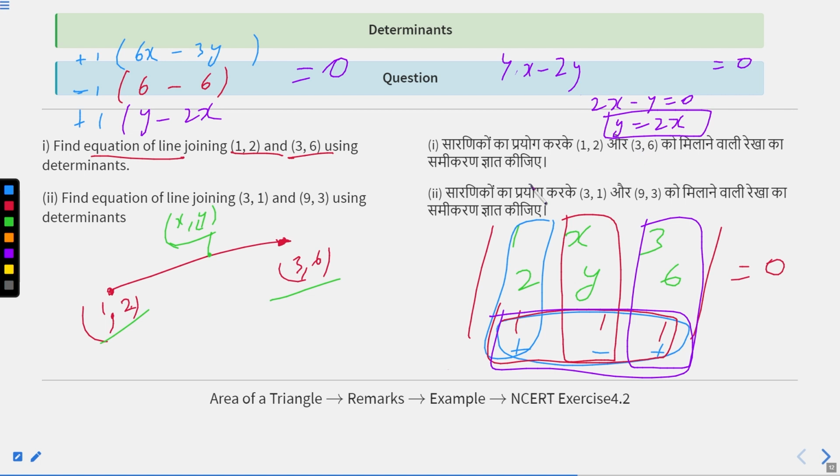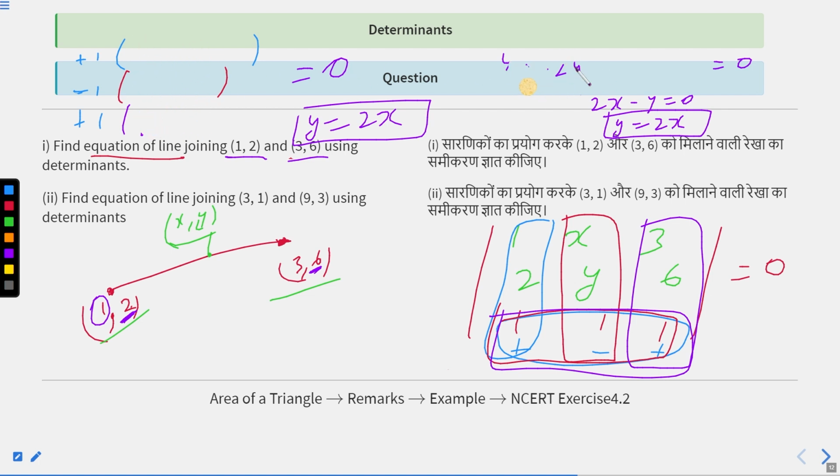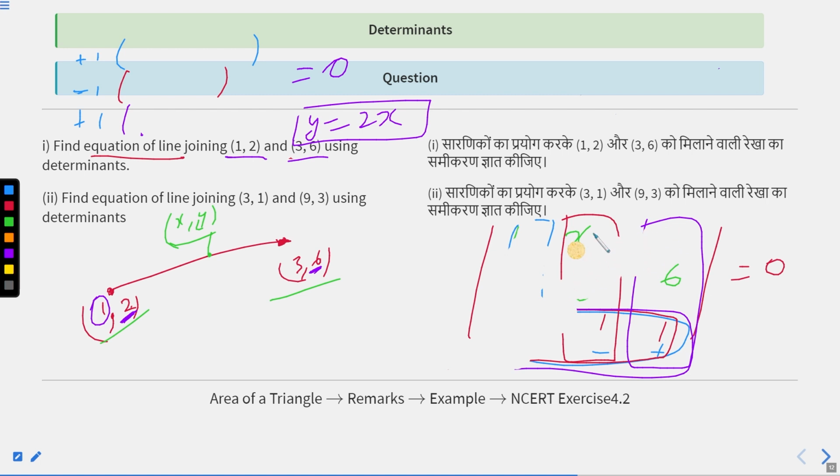Now if x is 1, you are getting y as 2. If x is 3, you are getting y as 6. So you got your answer correct, you verified it. So y is equal to 2x. This will be your equation of the line joining these 2 points. Okay, clear? Now for the second part, let me do the second part for you. For the second part, I have to change these entries. Let me just remove these.